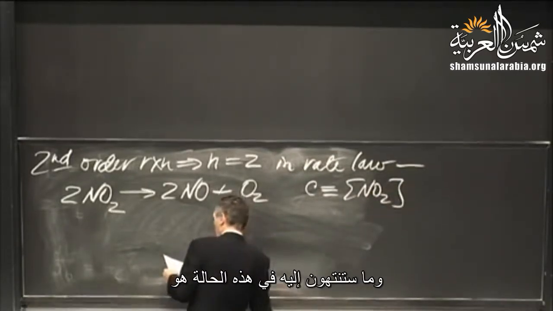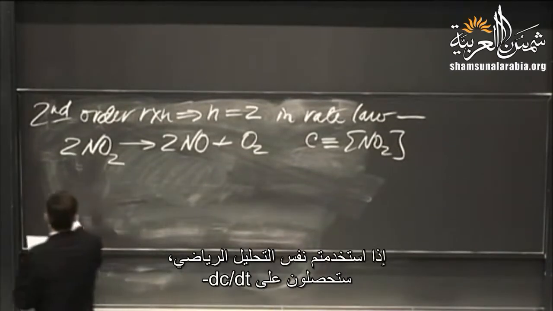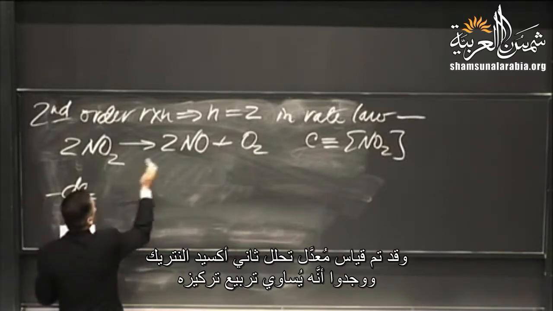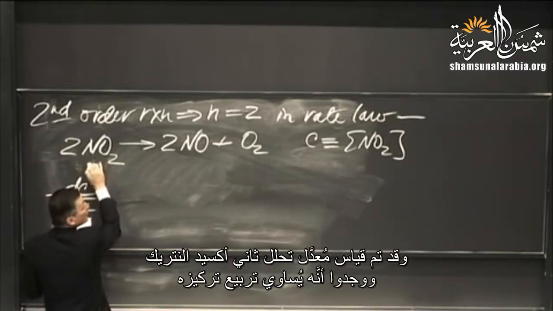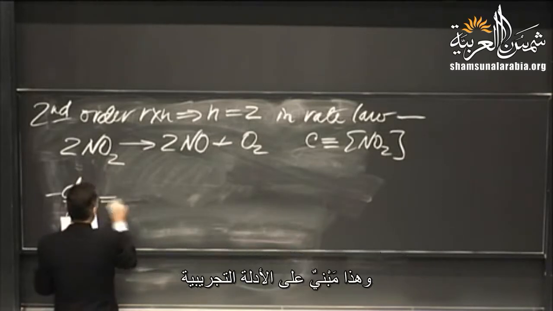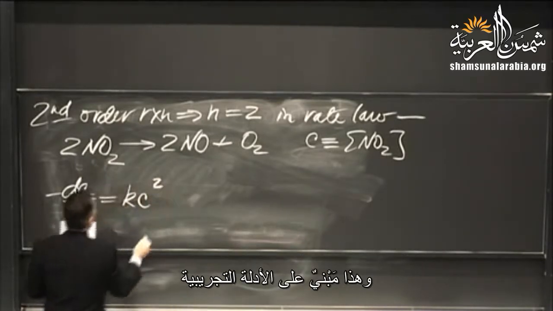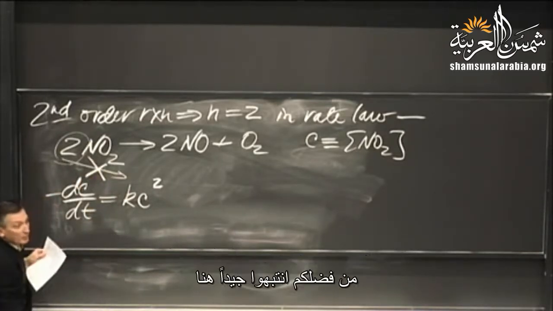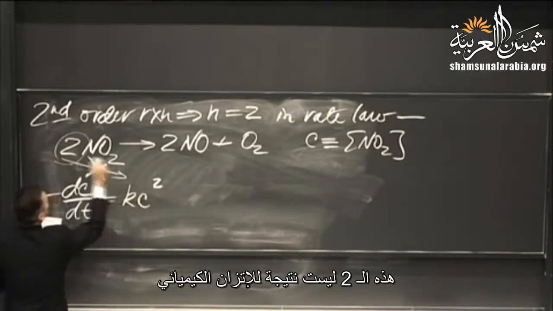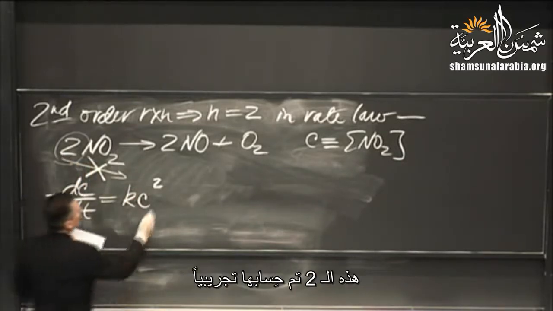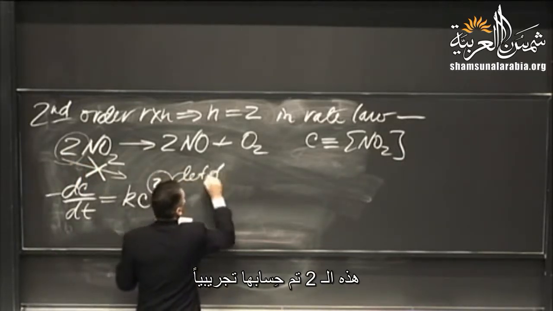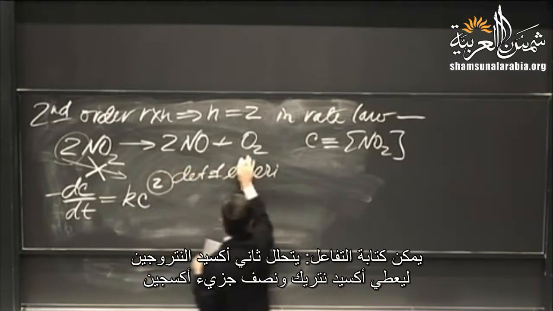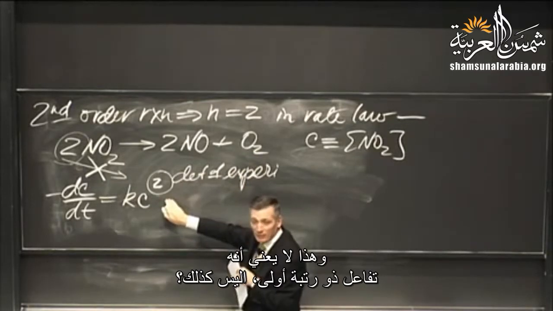And what you end up with in this case, if you go through the similar analysis, is minus dC by dt. It's been measured that the rate of loss of NO2 goes as the square of its concentration. So this is based on experimental evidence. It's not because this is a 2. Please pay attention here. This 2 is not the consequence of the stoichiometry. This 2 was determined experimentally. I could have just written this reaction, NO2 goes to NO plus half O2. That doesn't make this first order, does it?